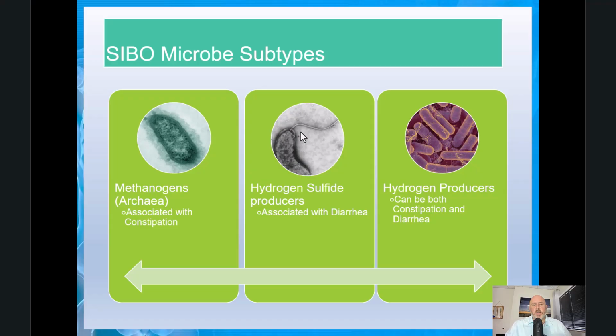Hydrogen sulfide tends to be diarrheal and also associated with flatulence that's described as sulfur odor or egg odor flatulence. Hydrogen producers can be both constipation and diarrhea. It's a little more difficult to pick up just by symptoms.